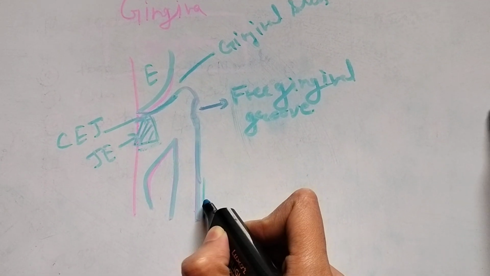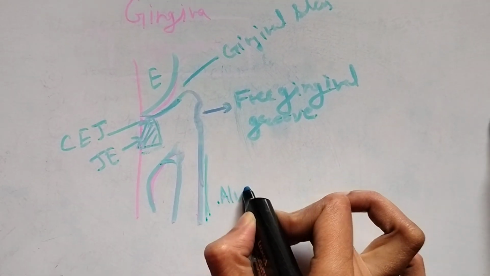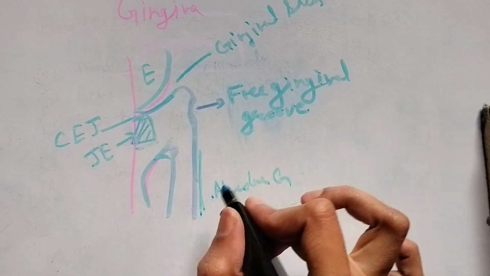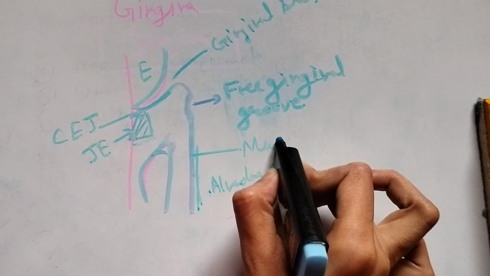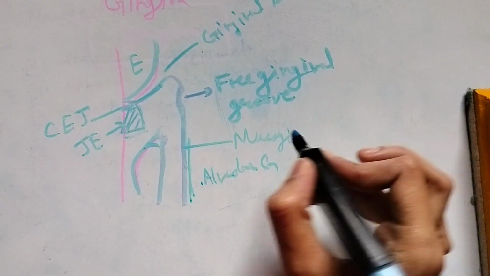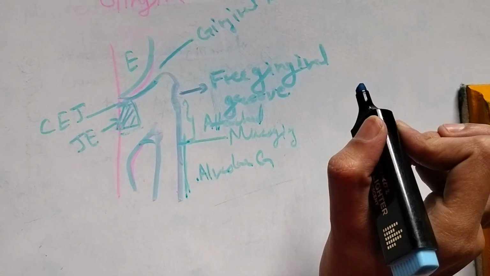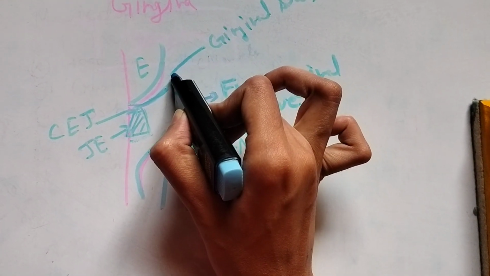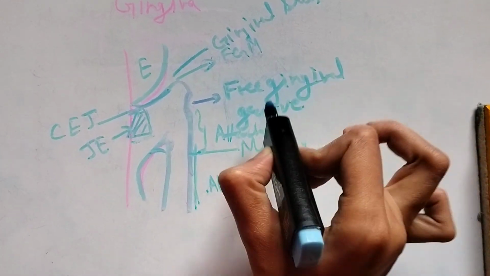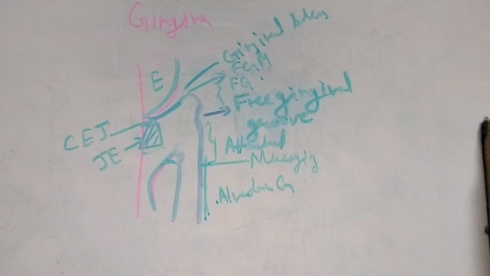This is the alveolar gingiva, and here is the mucogingival junction. From the free gingival groove till the mucogingival junction, there is attached gingiva. And from the free gingival margin till the free gingival groove, there is free gingiva.